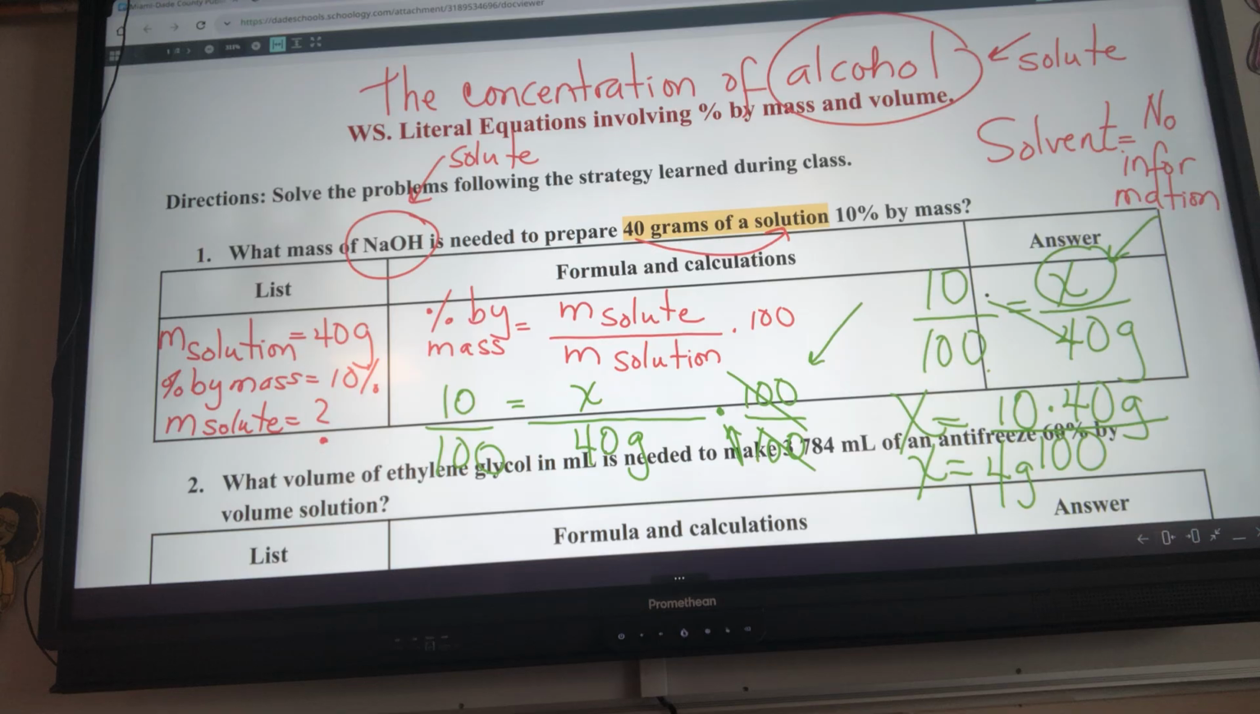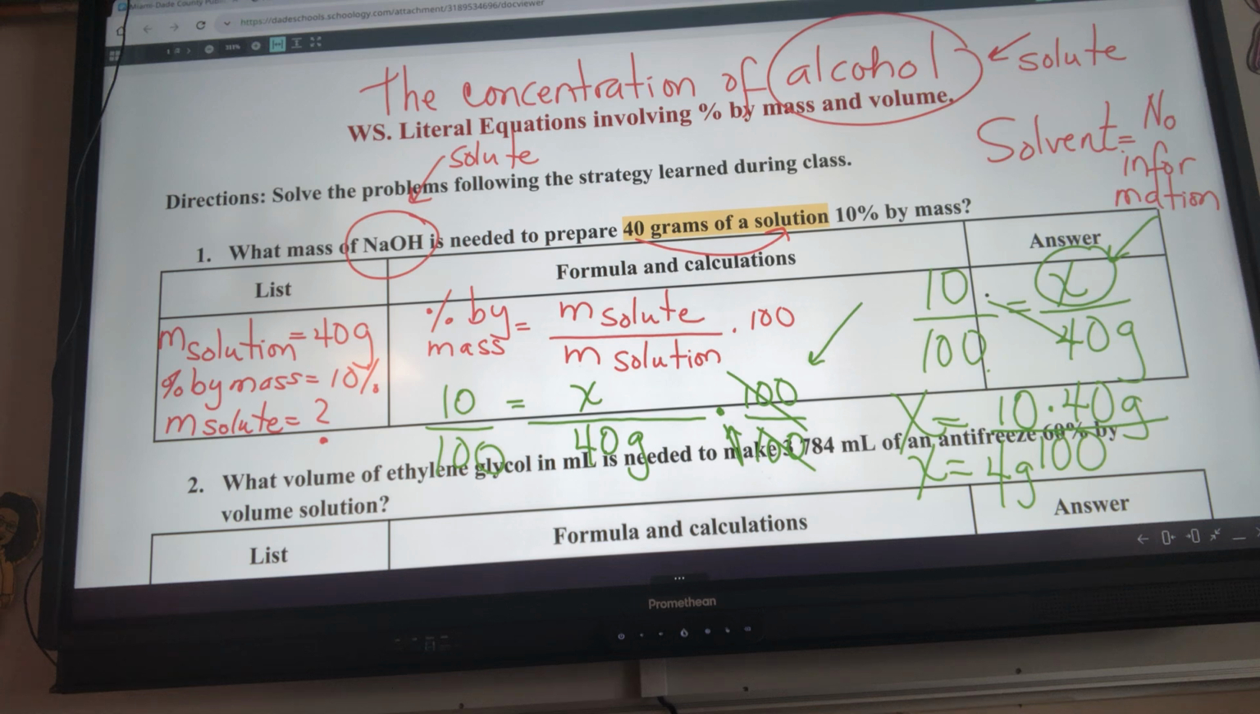The grams are important because you are finding mass. What mass of sodium hydroxide? Questions up to there? What are the questions that you have up to there? That's the first example, in which Ms. Ramos is showing you how to find the mass of the solute, knowing the percent by mass.